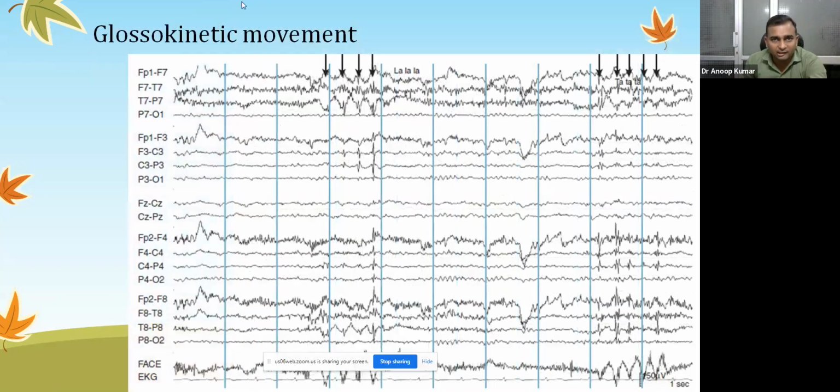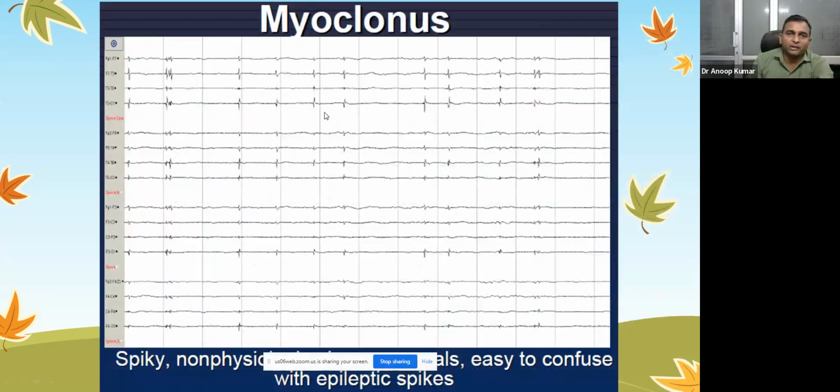Now, whenever you move the tongue in and out or side to side, you get this type of artifact. These are the glossokinetic movements. Whenever you get a myoclonus, there is a movement of the body in a synchronized or asynchronized manner, and you will get a very sharp contour movement artifact of the body, as the duration of myoclonus is very short, so you get a very short duration myoclonus artifact.